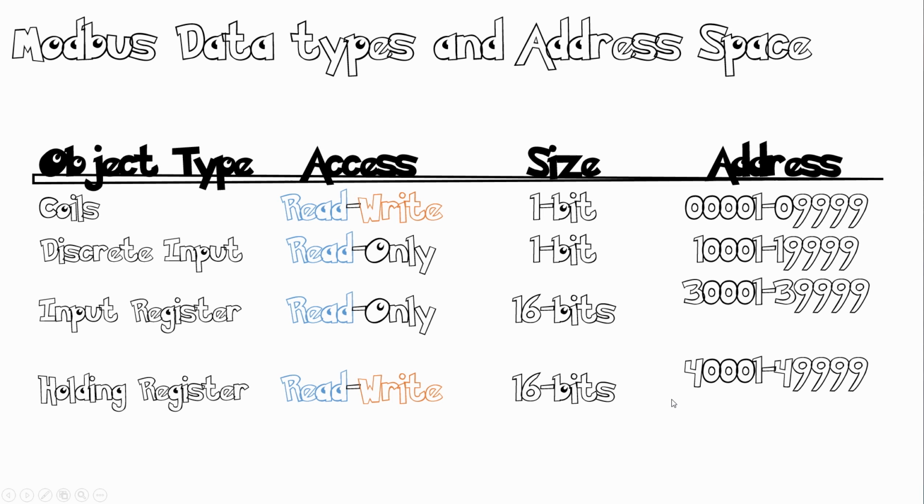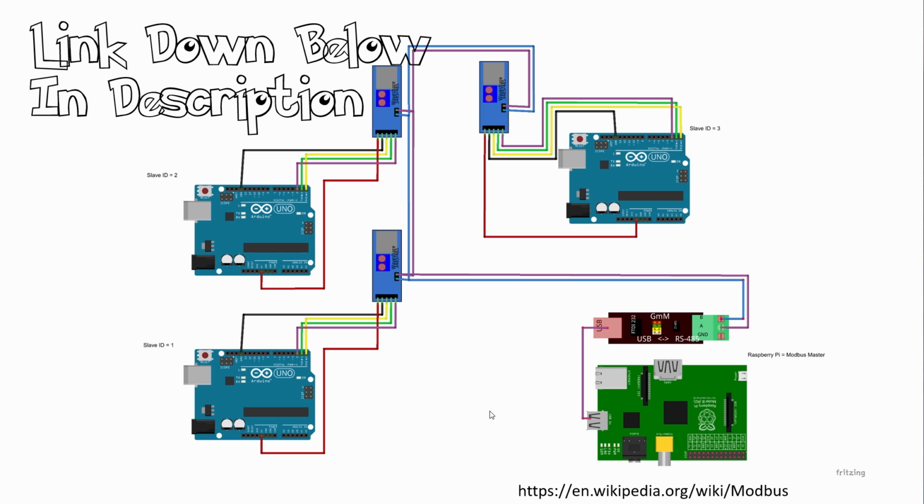Your holding registers are read and write, and they're 16 bits. Now, what if you want to have a 32-bit word? What do you do then? You can just take two 16-bit holding registers and send them together. Your slave or master on the other side will decode that into a 32-bit word. Simple, right? Okay, so if you want to implement your own Arduino Modbus configuration, you can check out the link below. You can even link it to a Raspberry Pi if you wanted to.